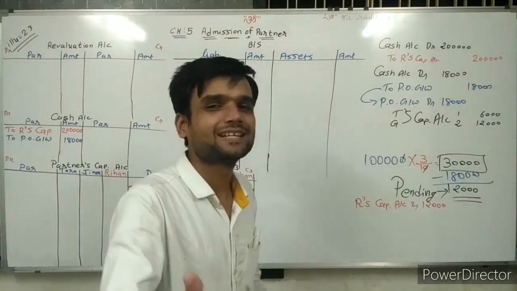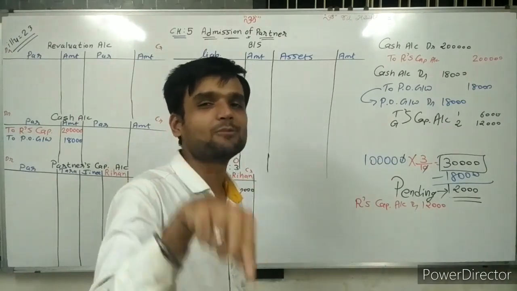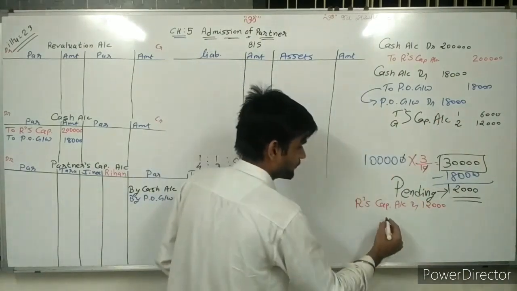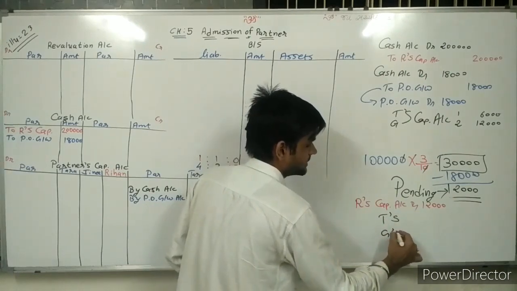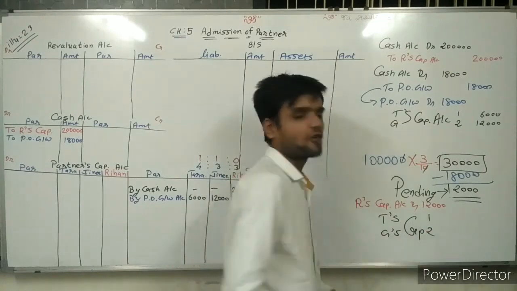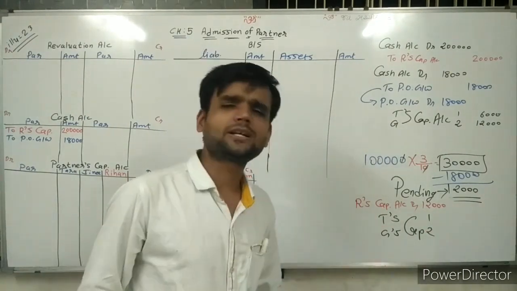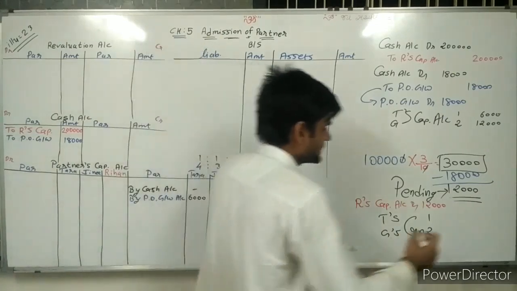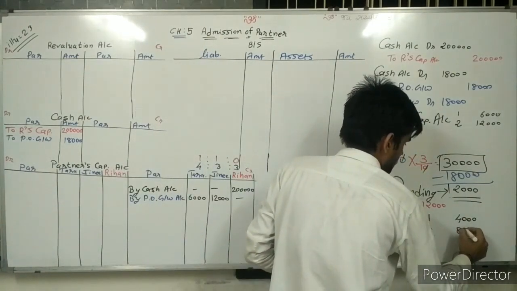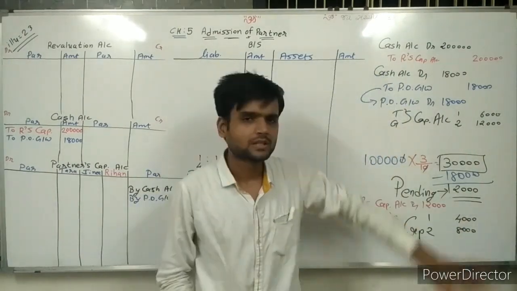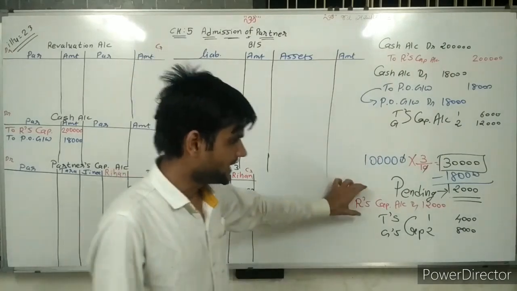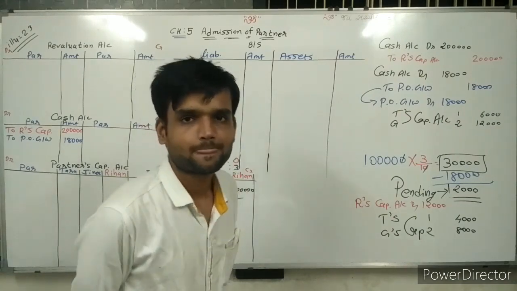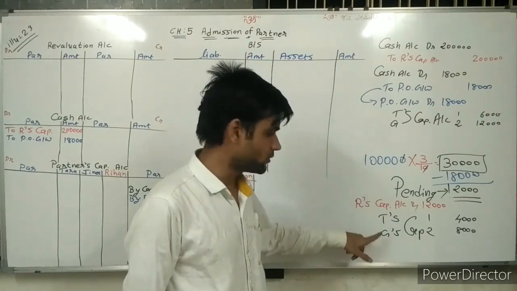Now this is again distributed among the partners. Sir, in which ratio are we distributing it? Simple. The same sacrifice ratio, 1 and 2. So distribute it, sir. Don't worry. 4,000, 8,000. Total 12,000. In this way, we are distributing the remaining pending amount of goodwill to the sacrificing partners. Capital account debit to this capital account, to this capital account.